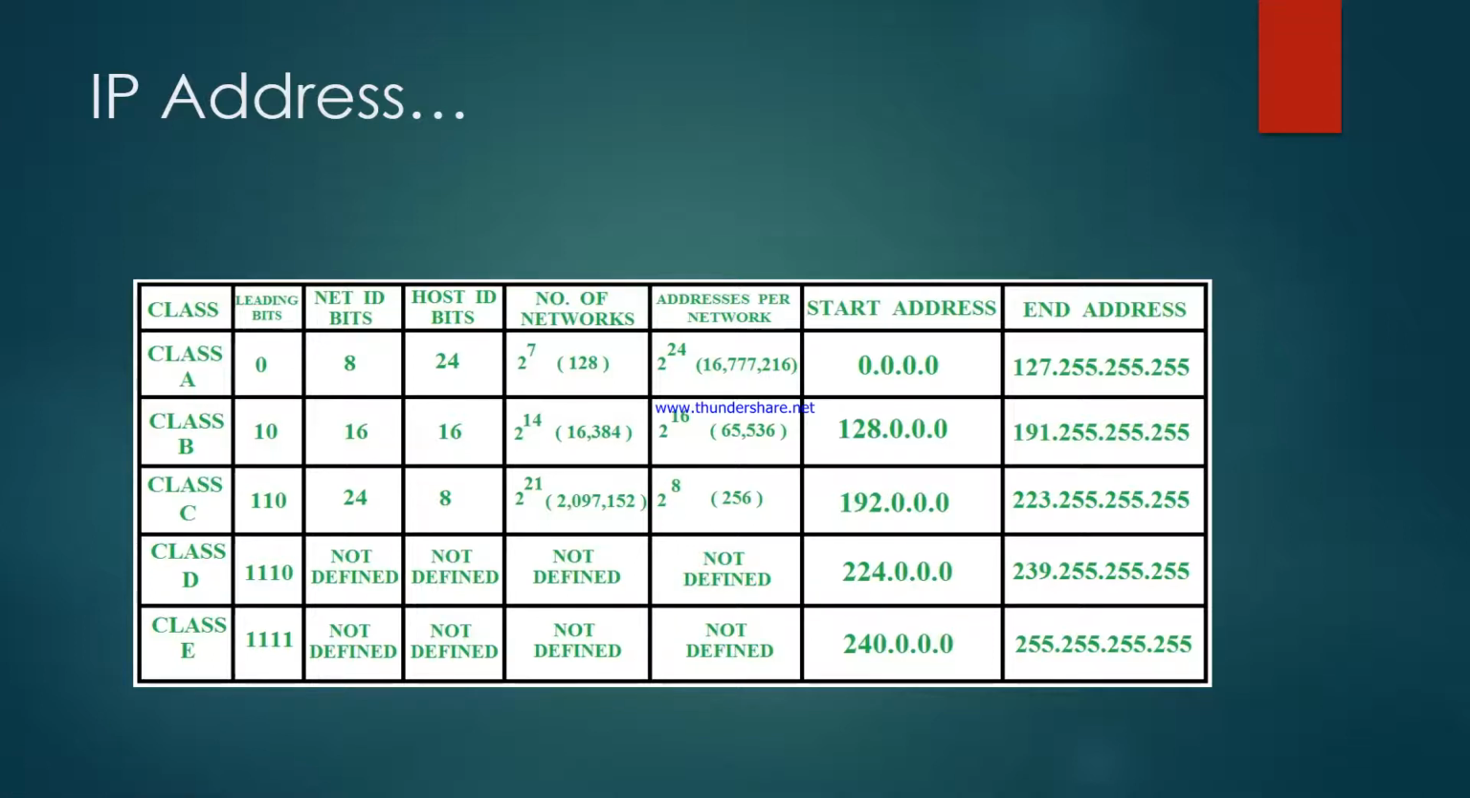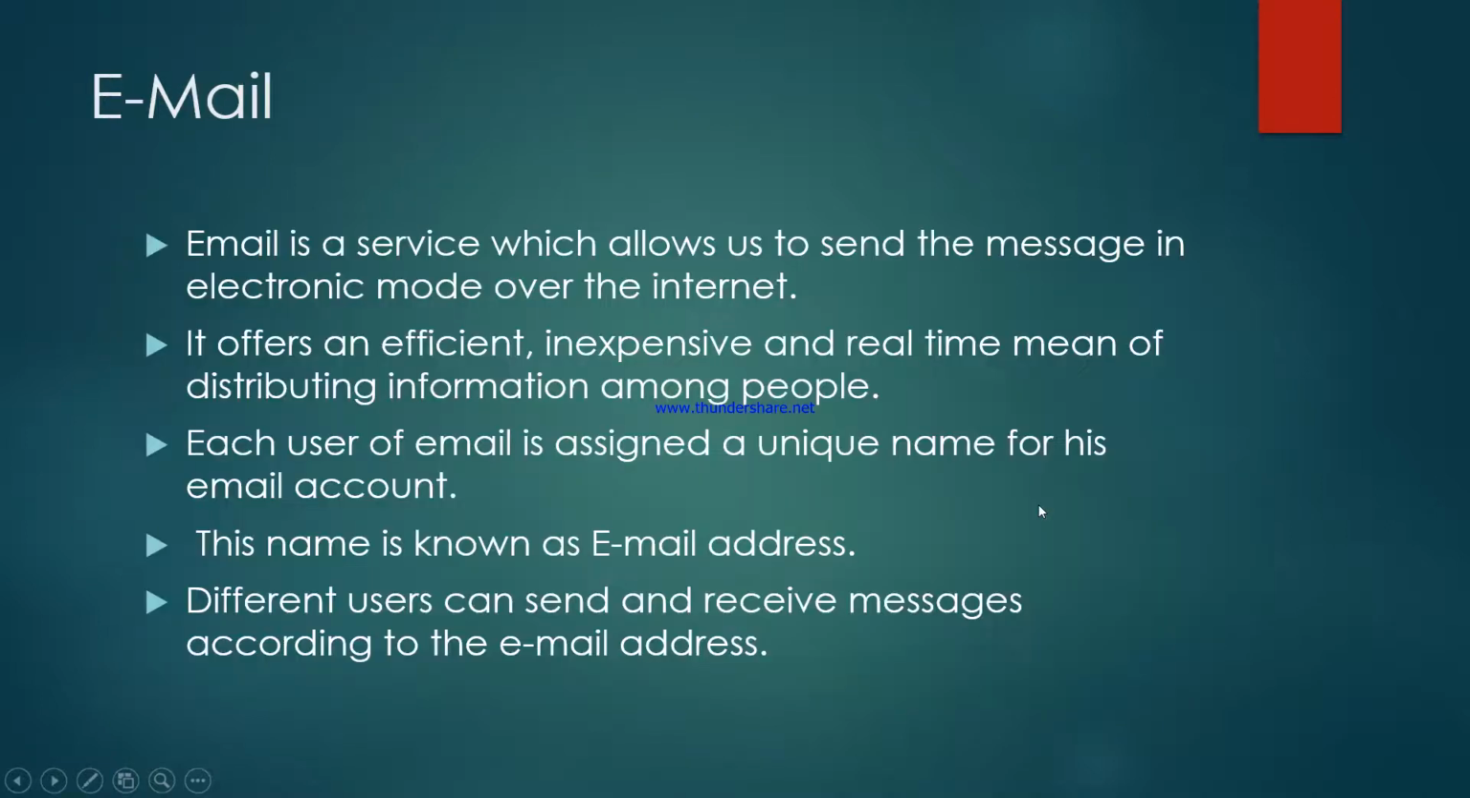If we summarize once again, classes A, B and C have network ID of 8 bits, 16 bits and 24 bits respectively, and host ID of 24, 16 and 8 bits respectively. Class A range is 0 to 127. Class B range is 128 to 191. Class C range is 192 to 223.